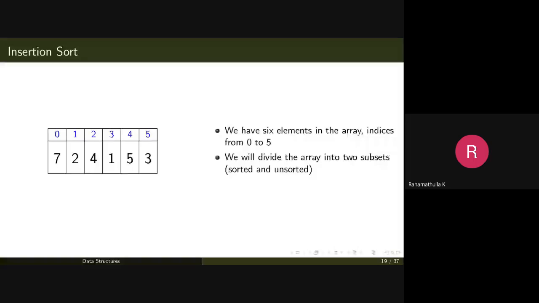Initially we'll take this element 7, and we can say that the 7 itself is already sorted because there is only one element. Then we can keep this boundary here, that is the 0th element is already sorted. Now we consider this element. For doing that, we create a hole here and we transfer this to this side. Let's see that.